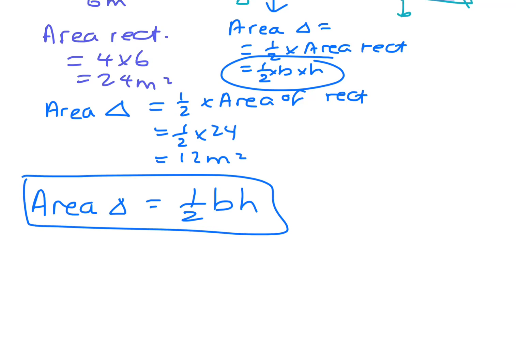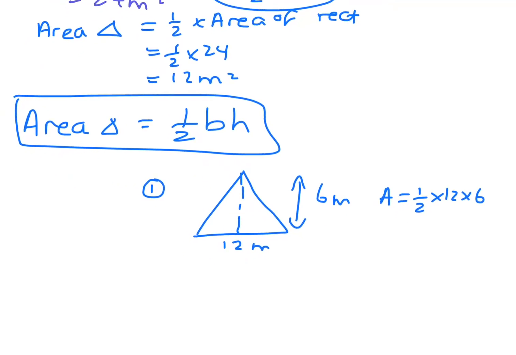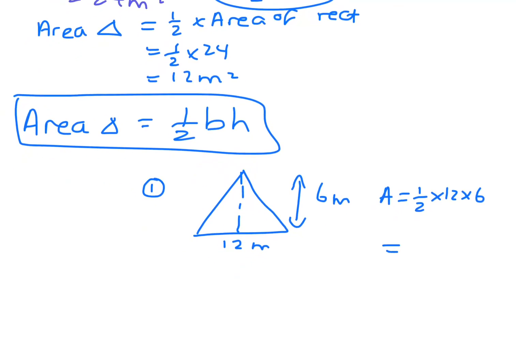So if you wanted to find the area of, say, this triangle here, and that was 6 metres and 12 metres, then the area would be a half times 12 times 6. And you can just put that in your calculator. If you were doing it in your head, you can do it in any order you want, because the order that you multiply is not going to matter. So you go half of 12 is 6. 6 times 6 is 36. You could do the 12 and the 6.